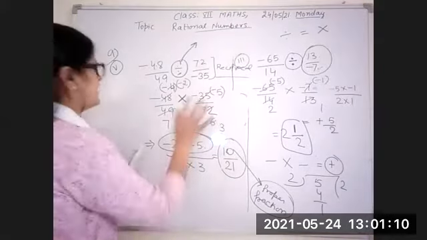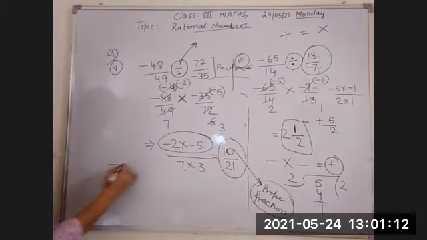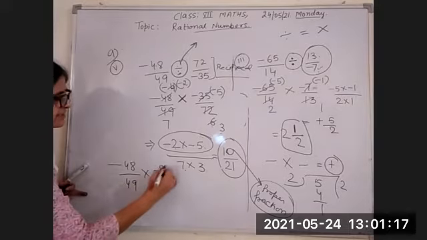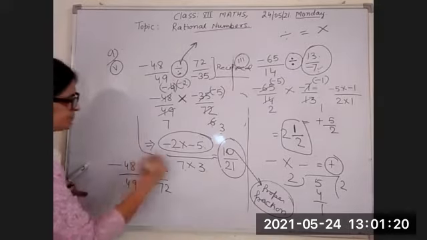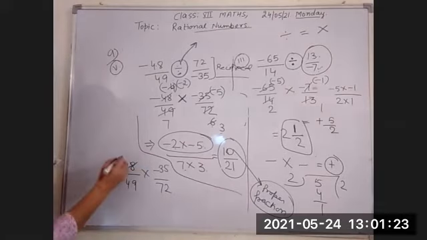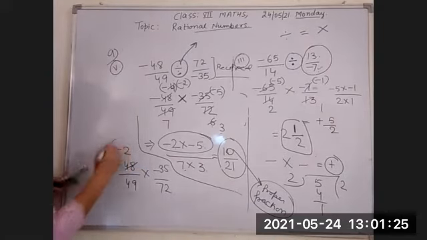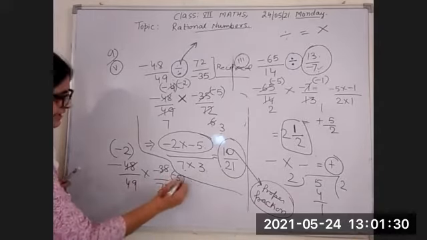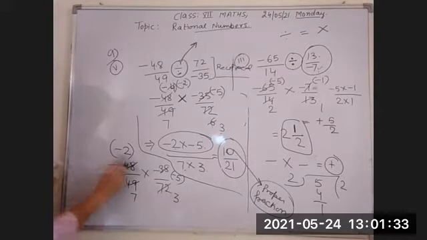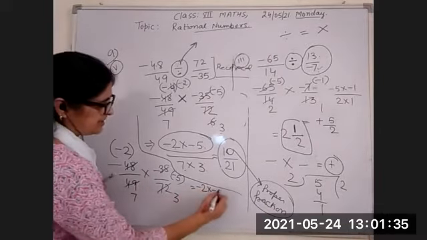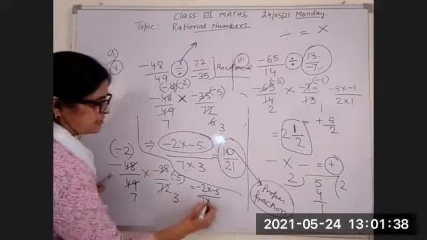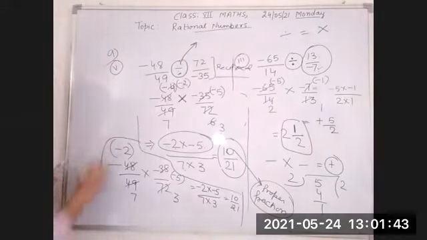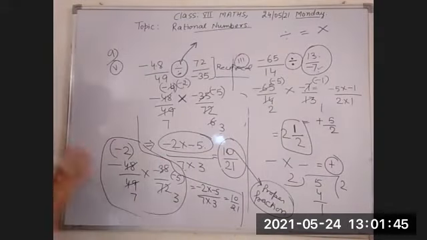You can do this question by cancelling like this also. Minus 48 upon 49 times minus 35 upon 72. You can do this question this way also. 24 twos are 48, 24 threes are 72, 7 fives are 35, 7 sevens are 49. And when you multiply minus 2 with minus 5 and 7 with 3, you will get the same result, plus 10 upon 21. You can solve this question like this also.